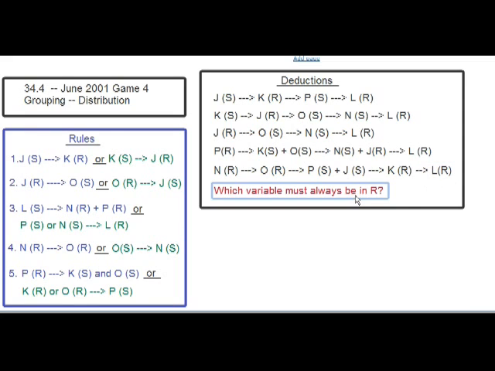Okay, so now let's go to this and we'll end the video here. Which variable must always be in R? I'm going to talk about this a little bit more in the next video, but I'm running out of time, and I do want to wrap this up and end with this point, which is: which variable must always be in R?